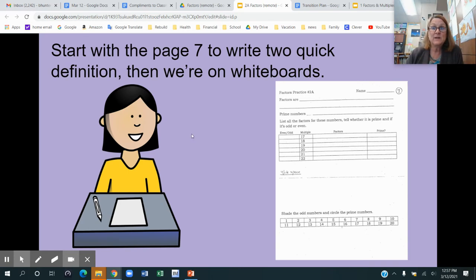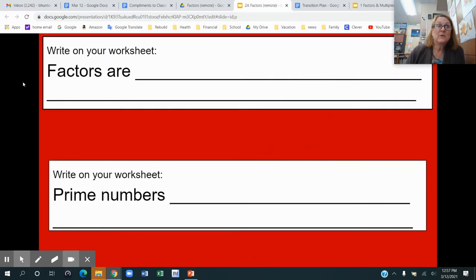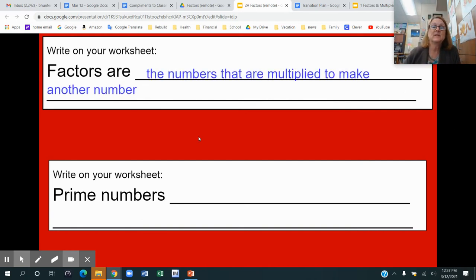You can stop the video at any time. Let's start with what factors are. Factors are the numbers that are multiplied to make another number. Write that on your worksheet. Stop the video if you need to so you can catch up. Be sure you have that. If you can finish quickly, then you can get through the video quicker.